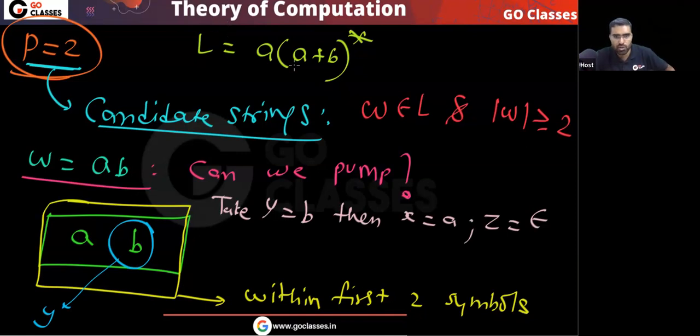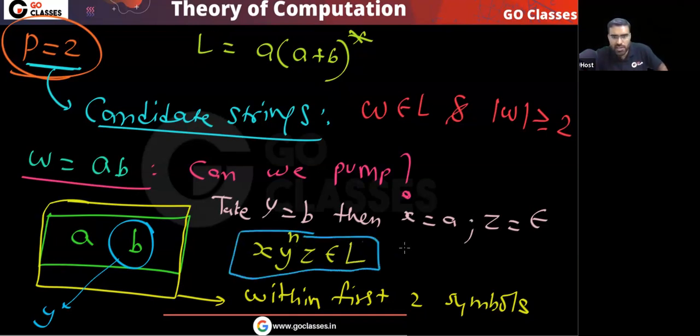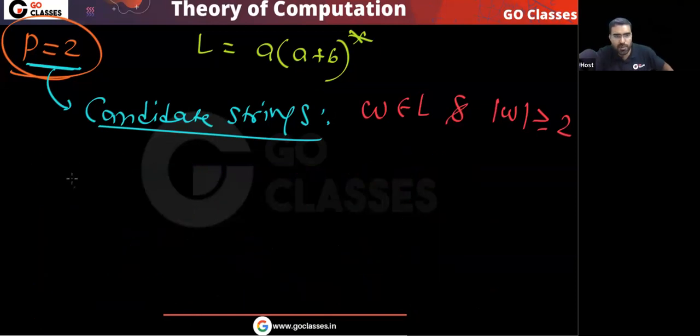So now you tell me, can I guarantee that if I repeat this y any number of times, the resulting string will belong to L? Yes. So can this be pumped? The answer is yes. Yes or no? We can pump this string. What about this string? W equal to AA. Can you pump it?